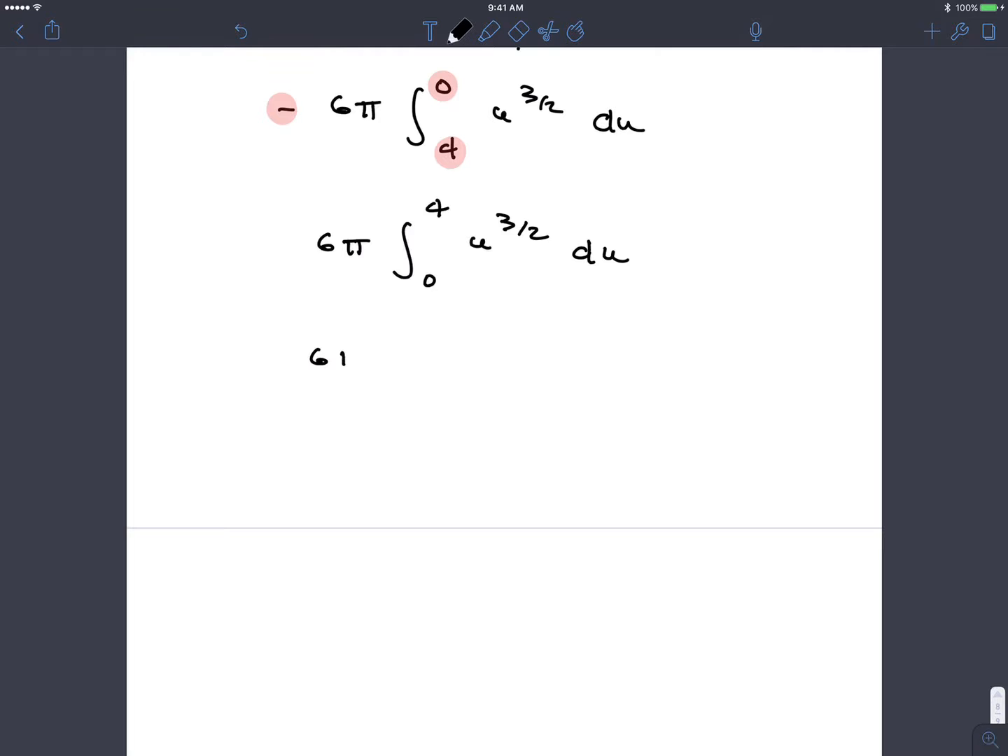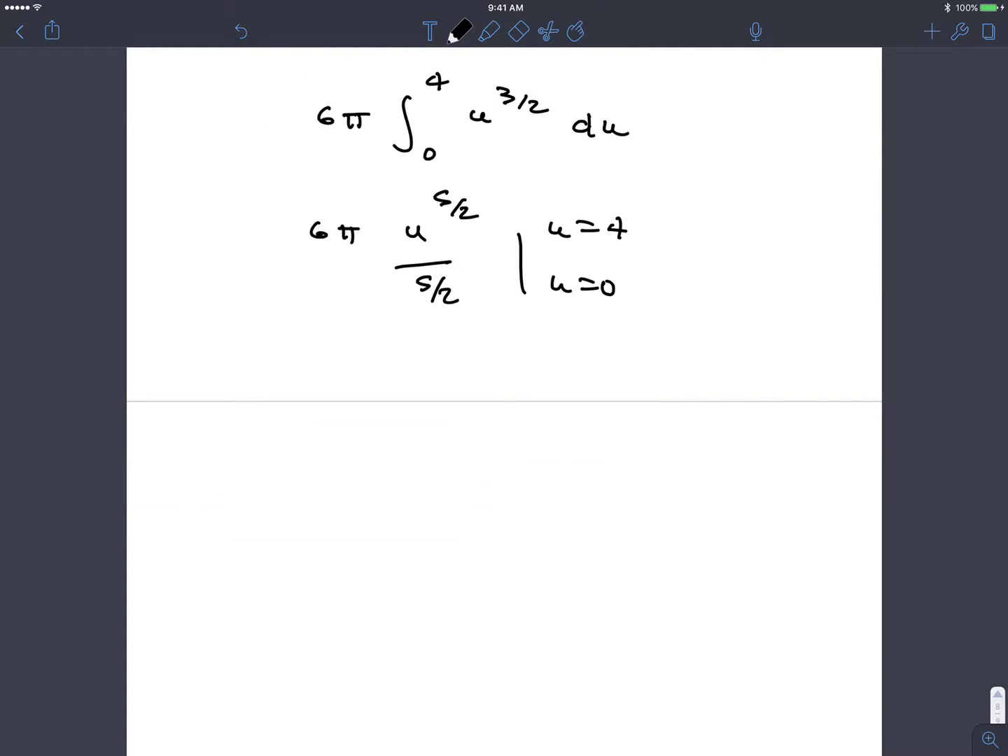So we have 6 pi u to the, what's 3/2 plus 1? Is that 5/2? Divided by 5/2, u is 0, and u is 4. Okay, you okay with that? So we get now 6 pi times 2/5, u to the 5/2, evaluated from 0 to 4. Double check, because I'm not really awake yet.